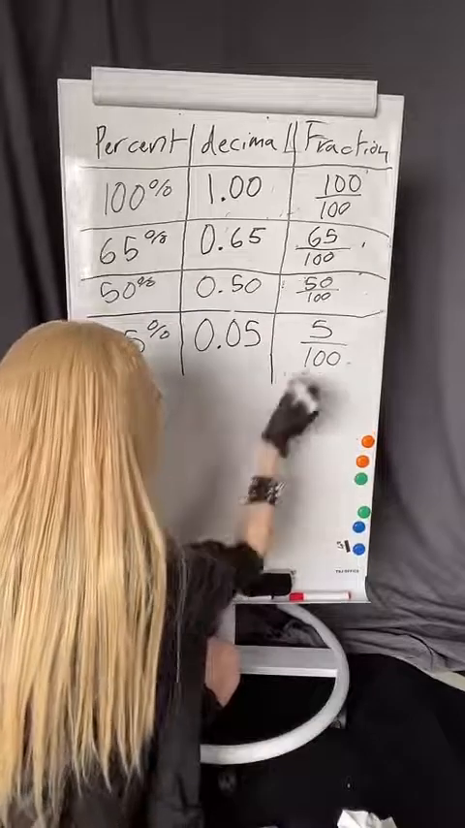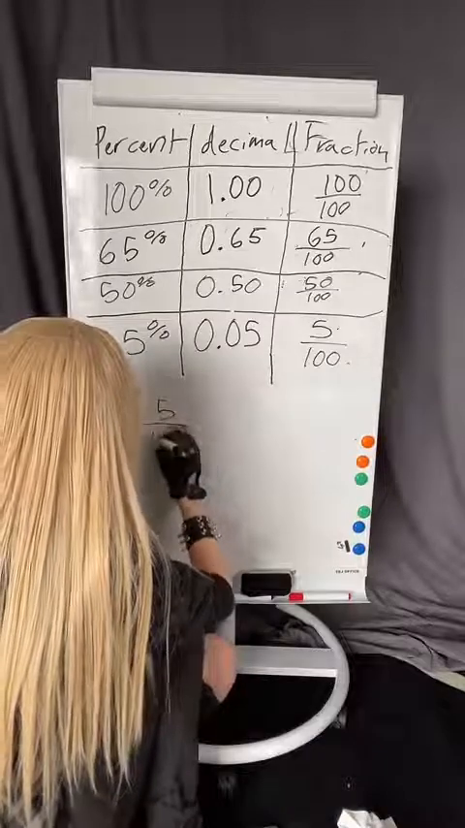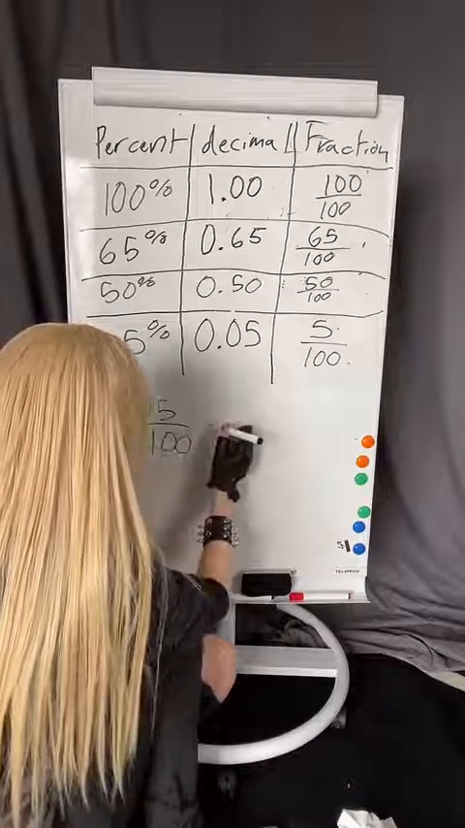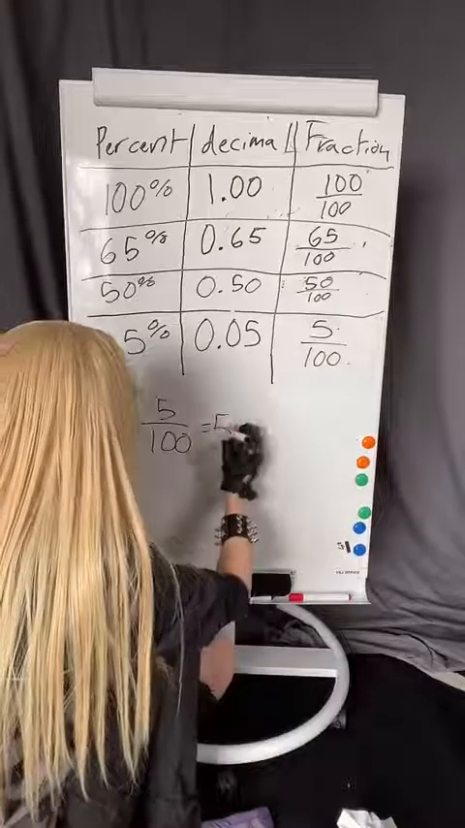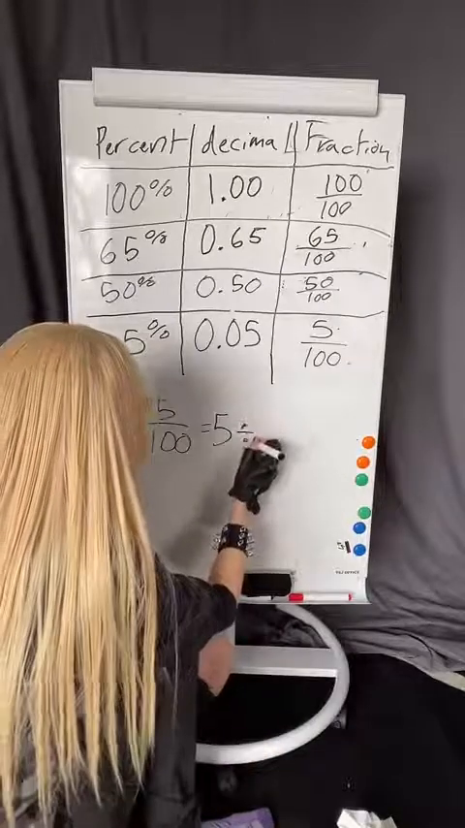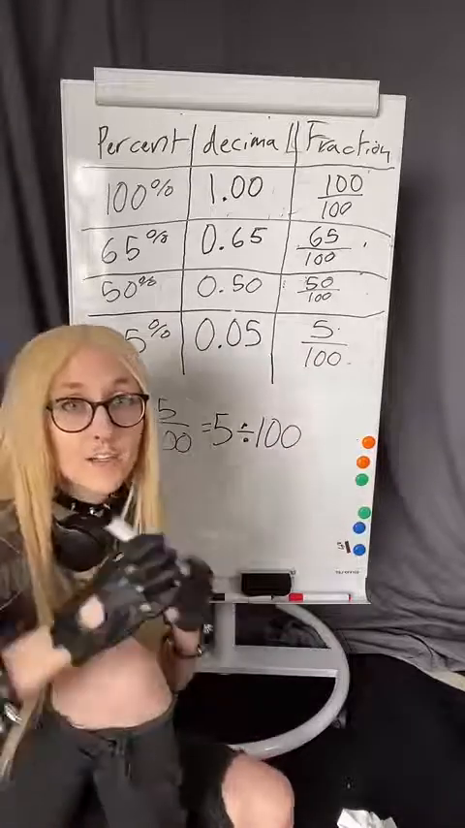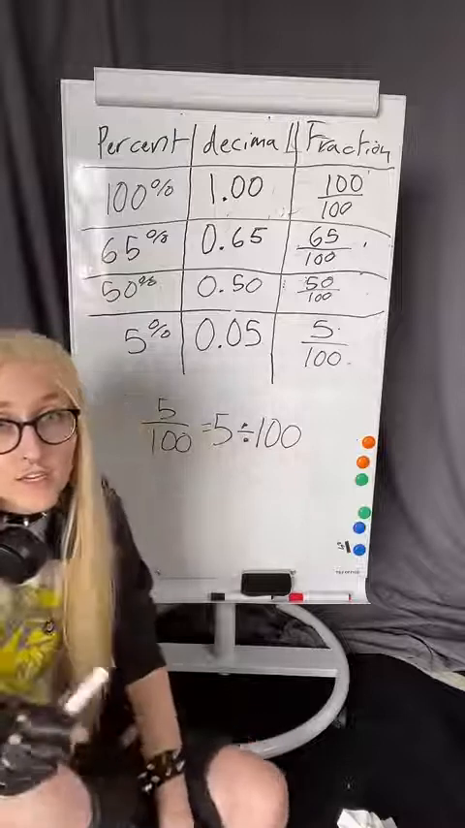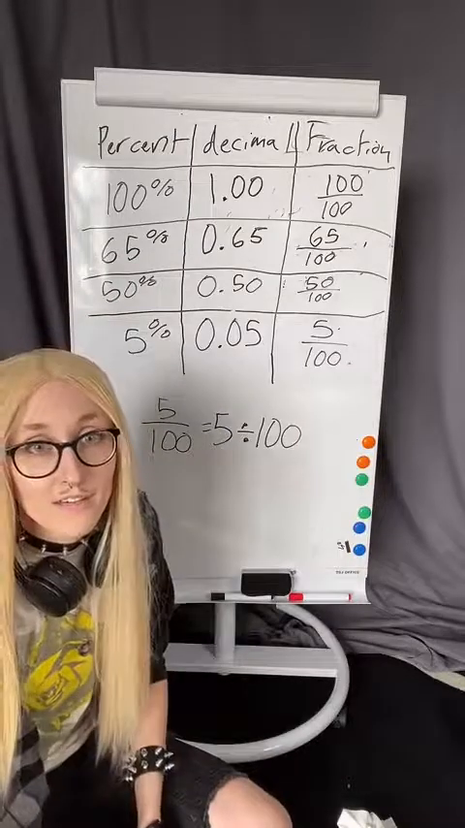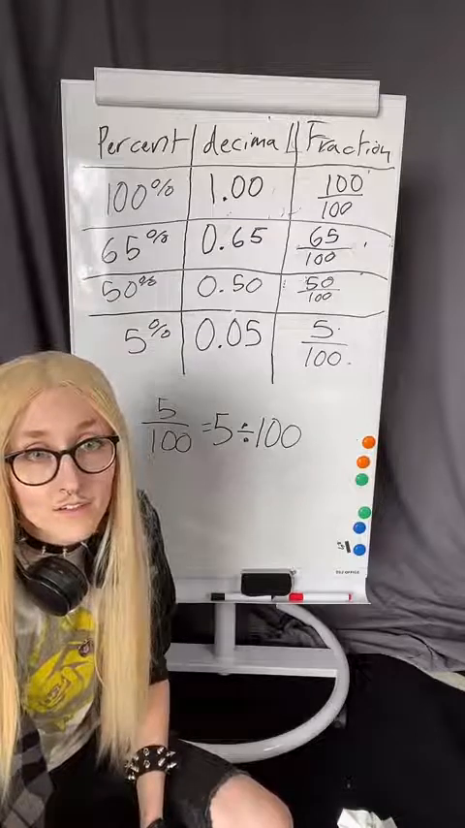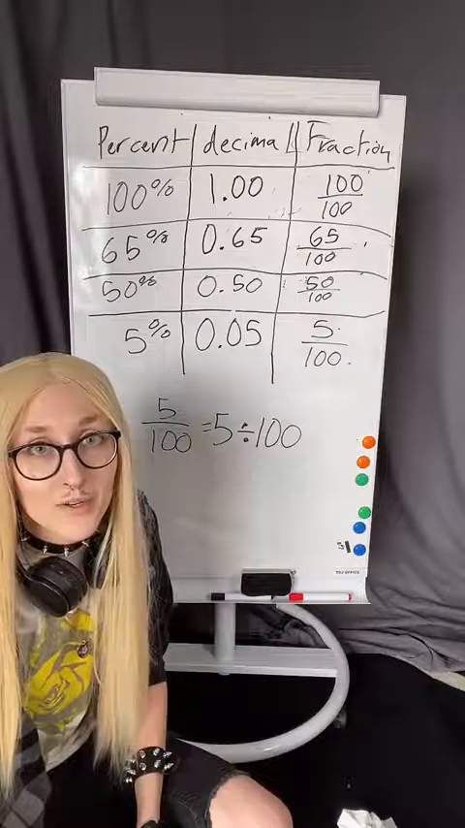I want you to try 5 divided by 100. So we're going to take that 5 over 100, and I want you, in your calculator, to type in 5 divided by 100. Numerator divided by denominator. Take a moment, type that in. Then tell me what you get. Tell me what your calculator tells you.